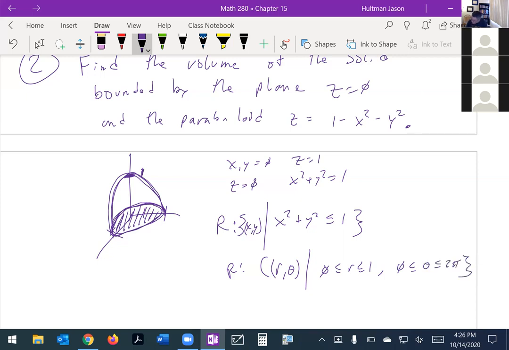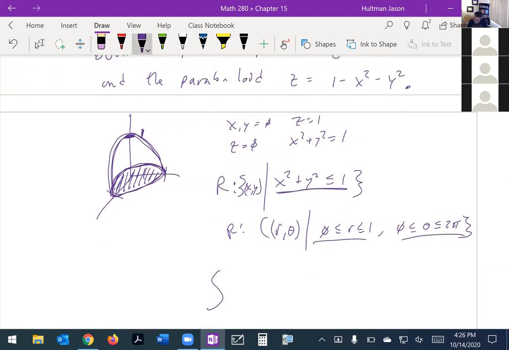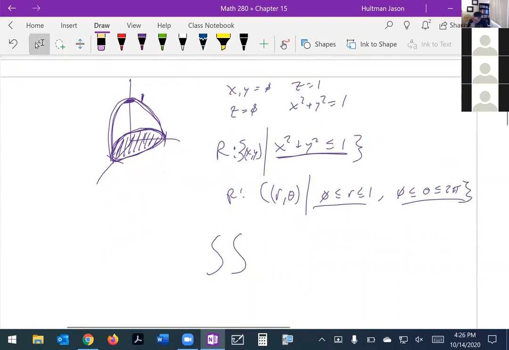Okay, so instead of dealing with this guy, I can actually deal with these guys, which are just numbers, which are just values. So that's what I'm going to integrate over, dr d theta.